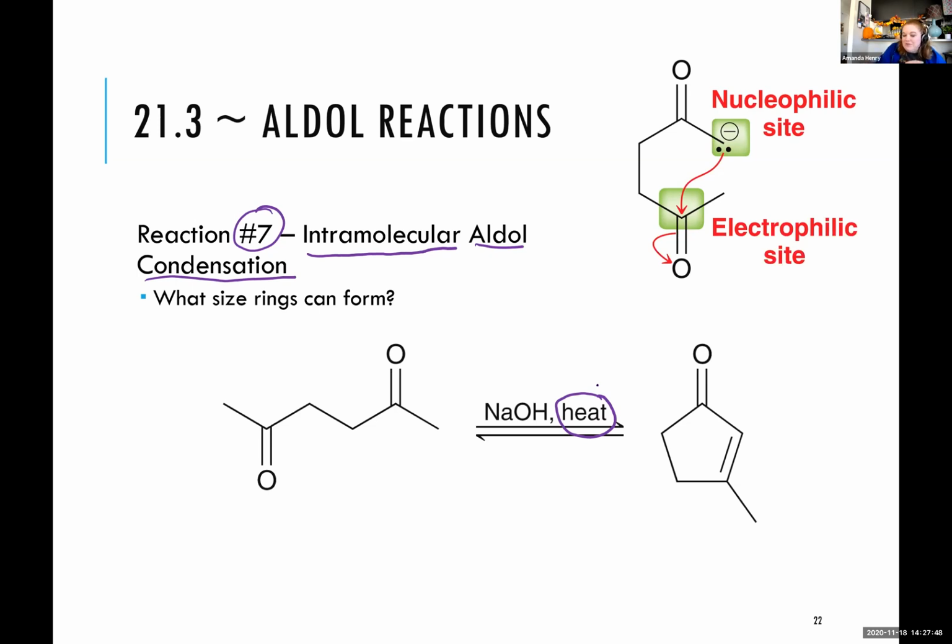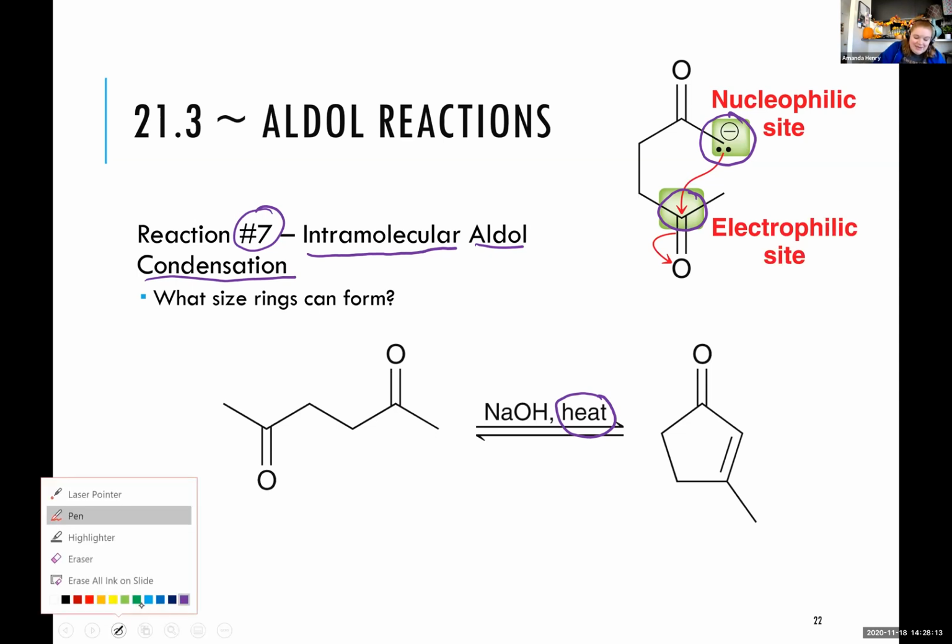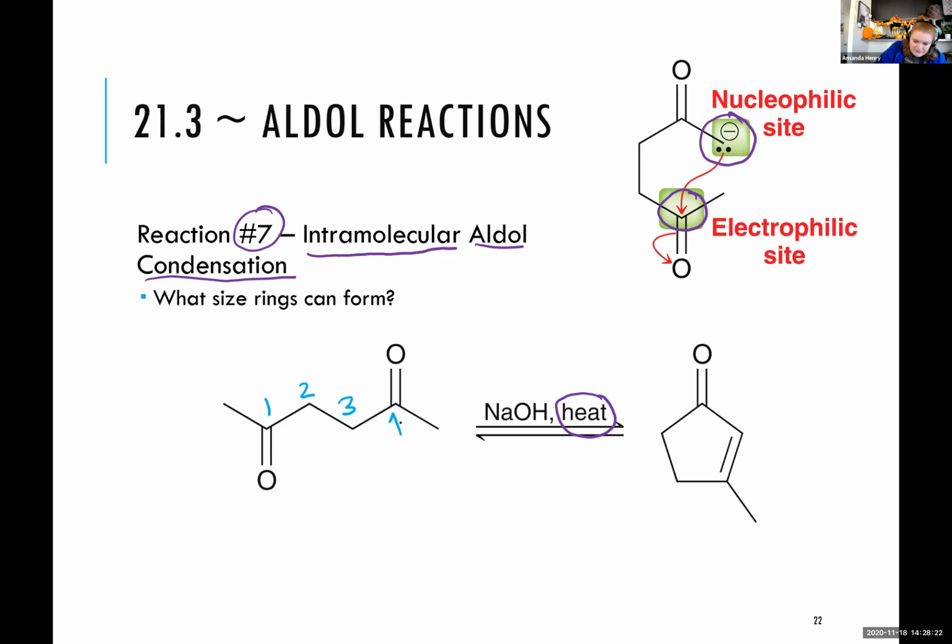What makes this into its own category is that the alpha carbon and the carbonyl carbon are part of the same structure. So it's just going to be a long molecule that has both of those carbons in the same structure. This is showing a 5-carbon ring forming. So we're going to talk about ring sizes and how we can get the different sizes. So I'm going to start counting right here. 1, 2, 3, 4.